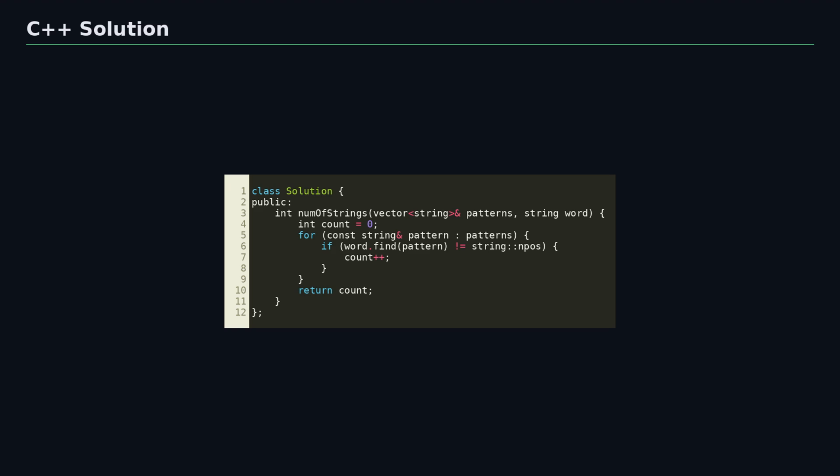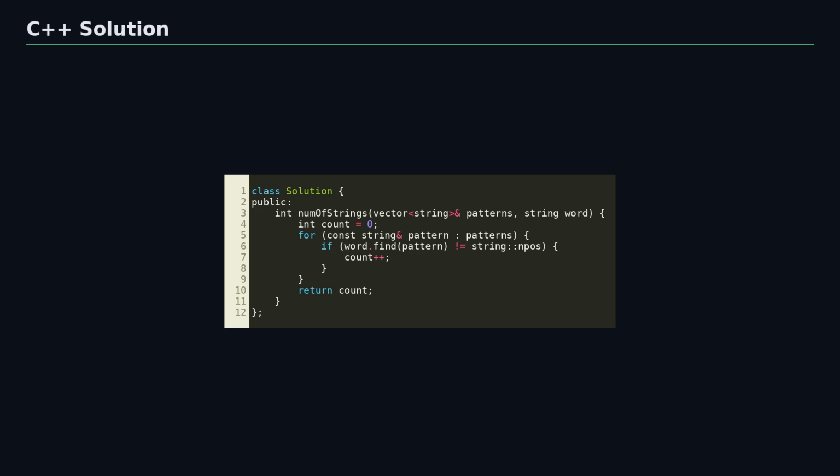Now, let's take a look at the code. We have a class called Solution, with a method called numOfStrings, which takes in a vector of strings, representing the patterns, and a string, representing the word. We initialize a counter variable, called count, to 0. Then, we iterate over each pattern in the vector of patterns using a for loop. For each pattern, we use the find method of the string to check if the pattern exists in the word.